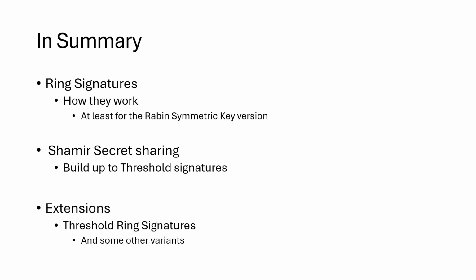But today what we've talked about is basically ring signatures or combining functions and how they work, or at least how they work in the asymmetric key encryption sense. We also talked about Shamir secret sharing, which uses Lagrange interpolation to build on to threshold signatures. And we also talked about some extensions on threshold ring signature schemes and some other variants.